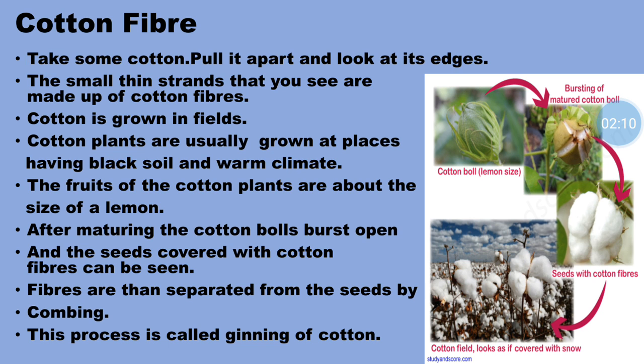To grow cotton plants, we need black soil and warm climates. The fruits of the cotton plants are about the size of a lemon. After maturing, the cotton bolls burst open and the seeds covered with cotton fibers can be seen. The fibers are then separated from the seeds by combing. This process is called ginning of cotton.